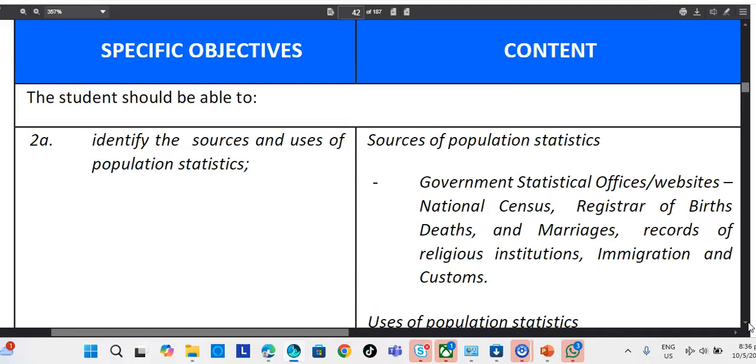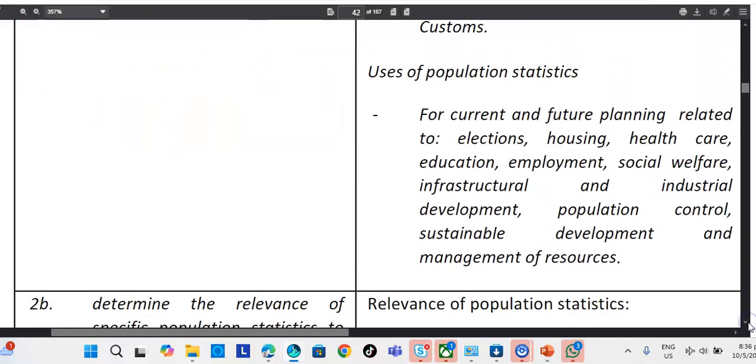Students should be able to identify the sources and uses of population statistics. So we know that a census is done every 10 years. In a census, the workers will collect information on births, deaths, marriages, religious institutions, immigration, customs. Why do we need to conduct censuses every 10 years?